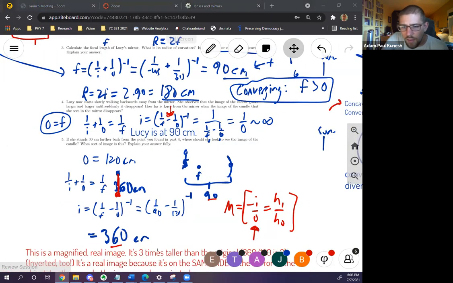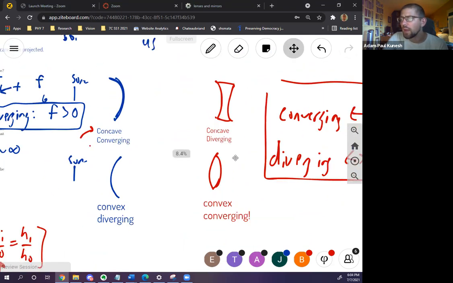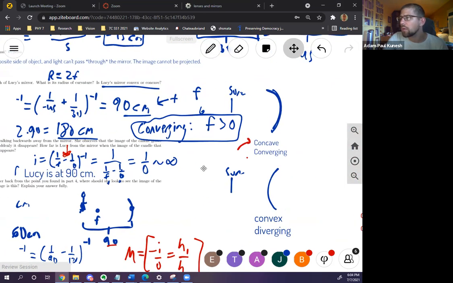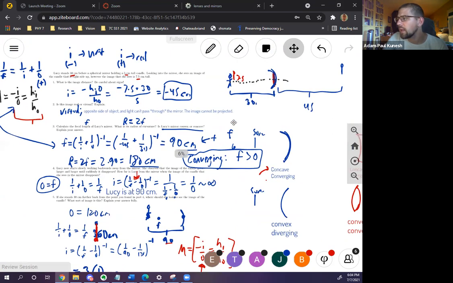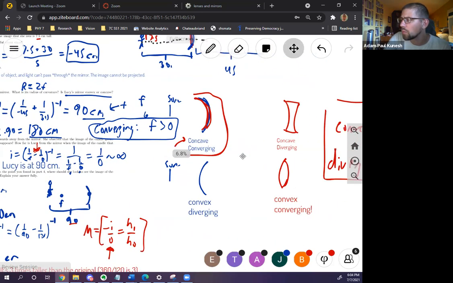I got another one. For part 3, how come it is concave converging and not convex converging? So for part 3, because it's a mirror, the converging mirrors, the ones that can create real images, are concave. They're angled toward the source, so to speak. They curve toward the source. They make a cave that the source could hide in. Those are the ones that make real images. So Carmen, does that answer your question?